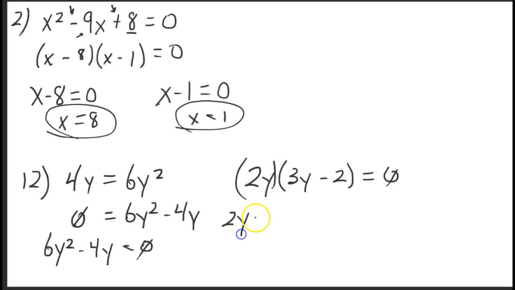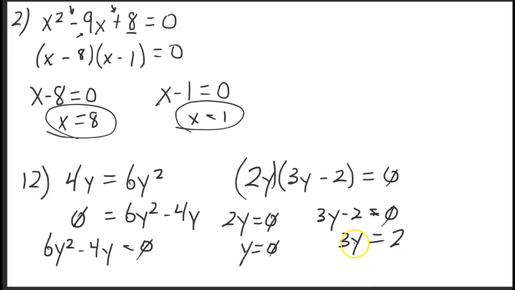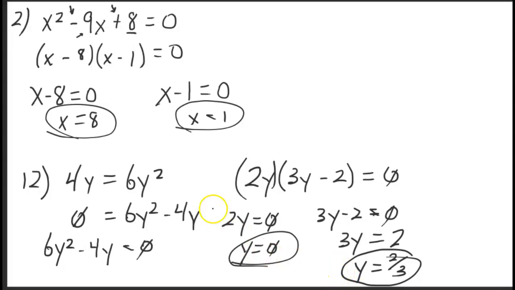So we can set each of these equal to 0: 2y equal to 0, and 3y minus 2 equal to 0. Obviously over here, this would just be y equals 0, because the only way you can get 0 when multiplying 2 by a number is to multiply it by 0. Now over here we get 3y equals 2. We divide each side by 3, so y equals 2/3. And so y either equals 0 or y equals 2/3. That's the solution set to this original equation.